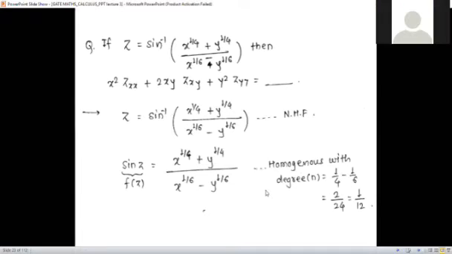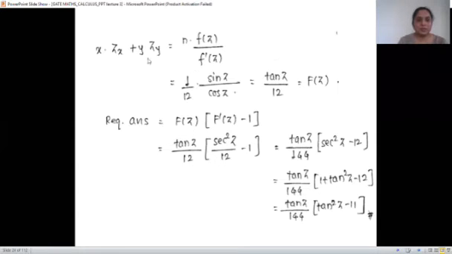It is 1 by 12 tan z. Let us check: x ∂z/∂x + y ∂z/∂y is n f(z)/f'(z), which is 1 by 12 into f(z) upon f'(z). That is sine upon cos, so 1 by 12 tan z, and whatever this value is, you have to call it capital F of that variable. So capital F of z.